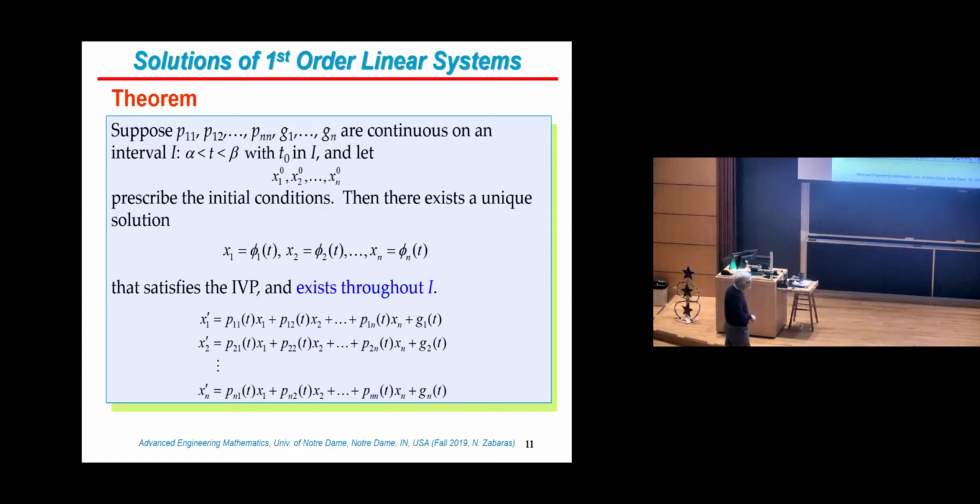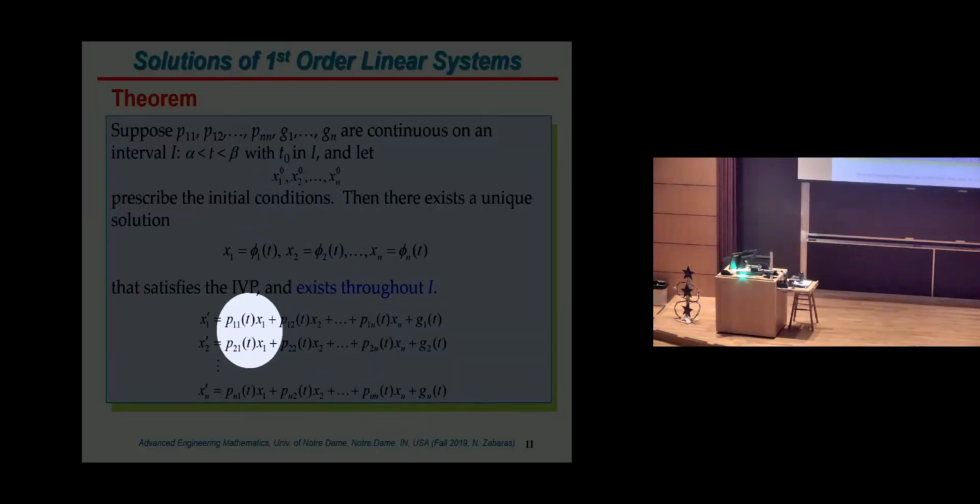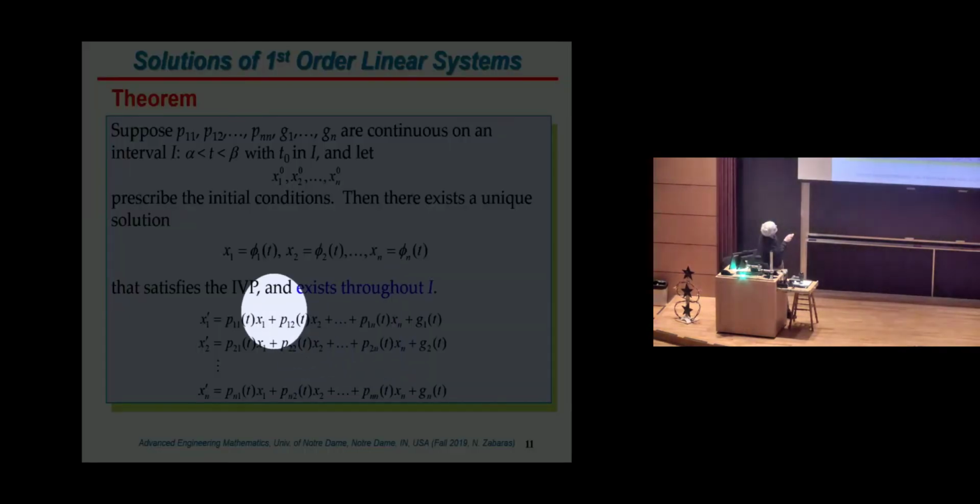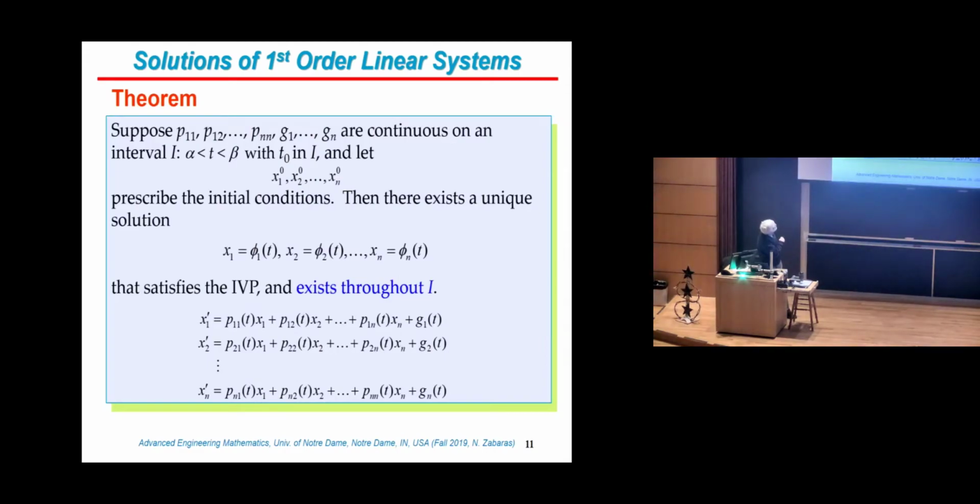You can show extremely easily that if you put initial conditions at some time t0, and these functions p and g are continuous on some interval, then this system of linear ODEs has a unique solution on that interval. Because this is a linear problem, the derivatives with respect to x1, x2 are these coefficients. So you don't need an extra requirement of continuity of the derivatives if the p's are continuous. Bottom line, these problems do have a unique solution.